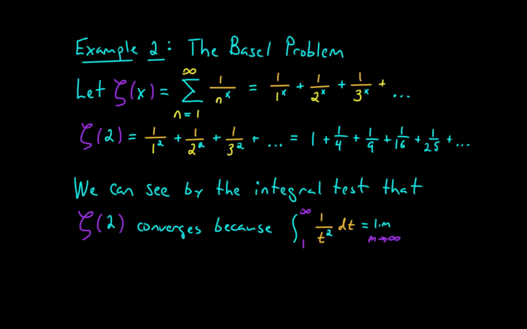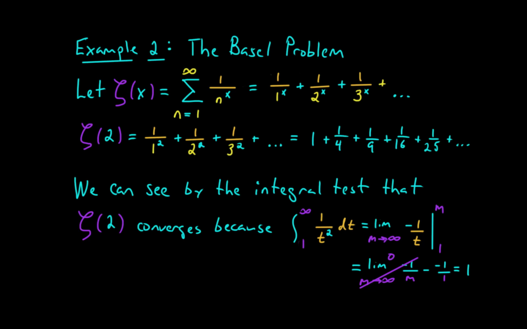Well, this is an improper integral. It equals the limit as m approaches infinity of negative 1 over t evaluated at those endpoints at m and at 1. So that equals the limit as m approaches infinity of negative 1 over m minus negative 1 over 1. Well, that limit just goes to 0, and so we're left with this integral equaling 1. So because the related integral converges, we know that the series converges.